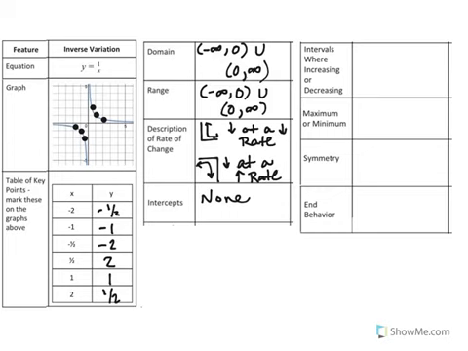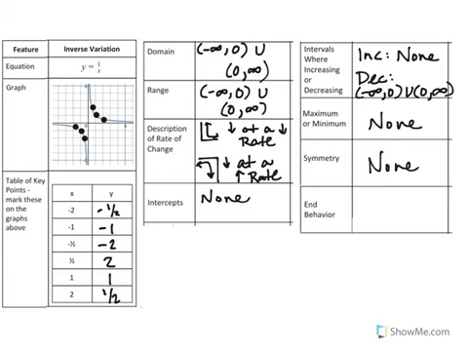Intervals where there's increasing or decreasing, there's no intervals of increase. And for the intervals of decrease, it's going to decrease over our whole domain. So that would be negative infinity to 0 and 0 to infinity. For maximum or minimum, there is none. There is no true symmetry here. You could say that there is possible symmetry at y equals negative x if you were to reflect your graph onto itself. But typically here we could say none as well.